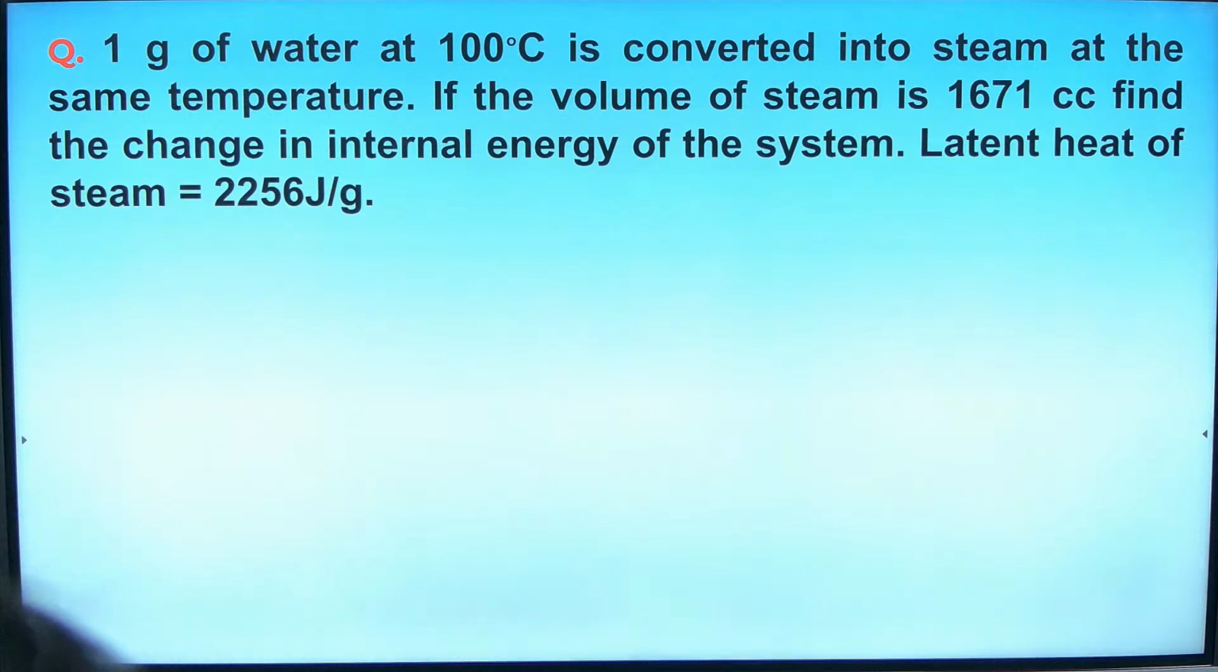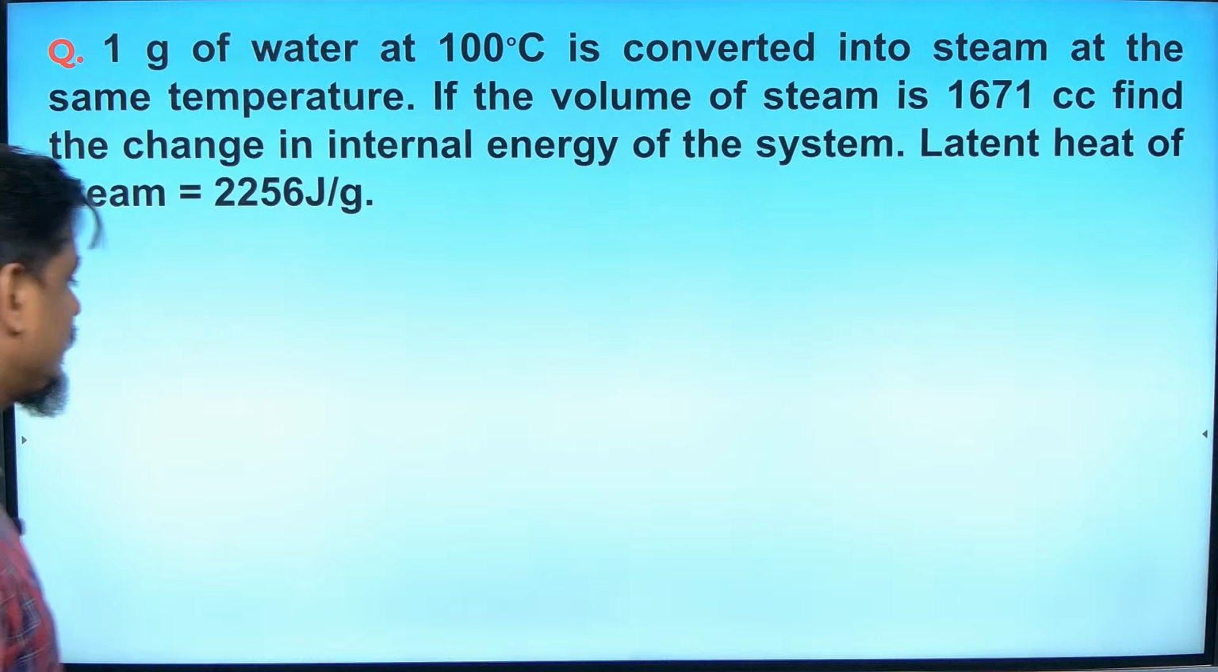C means mc delta T you are saying? No, yeah. This 1671 is volume. CC means centimeter cube. Don't confuse yourself.